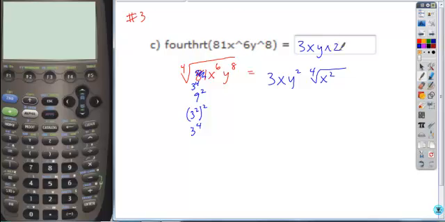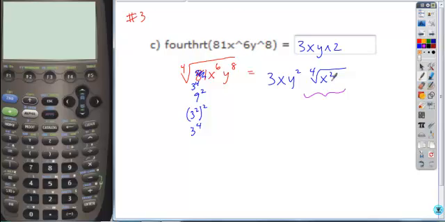Now, if you entered the 4th root of x squared, it's not going to give you the correct answer. The reason for that is one of the other properties to represent simplified radicals is that the index and the powers cannot have any common factors. Okay, so 4 and 2 have a common factor. So you have to simplify these.